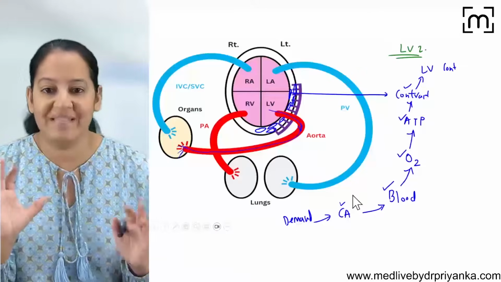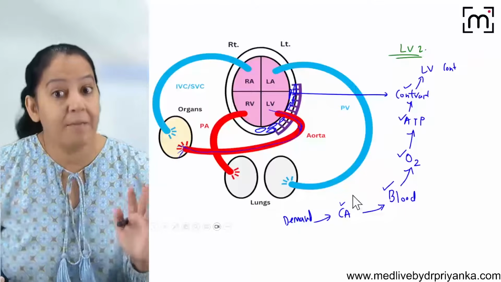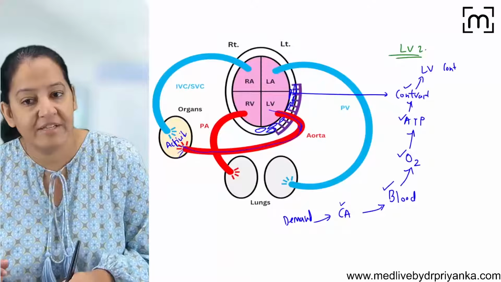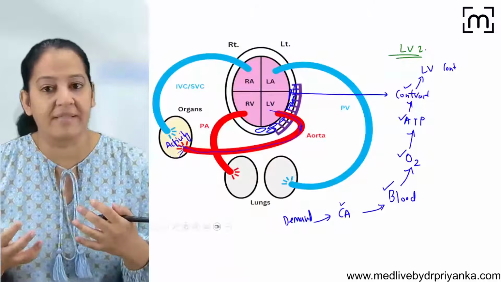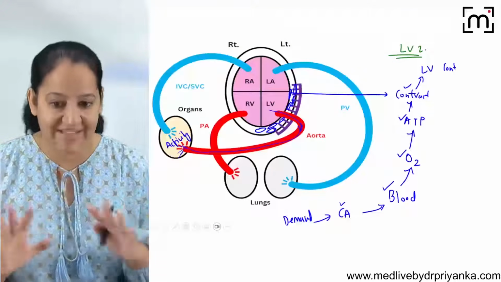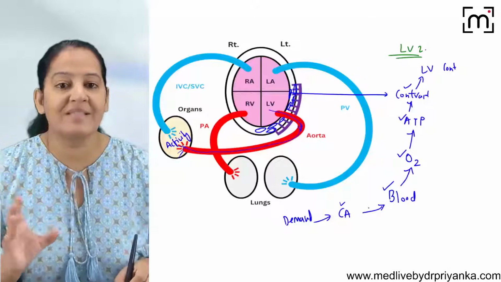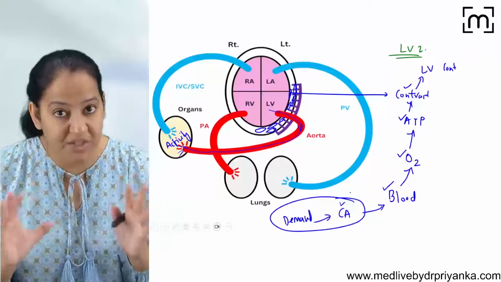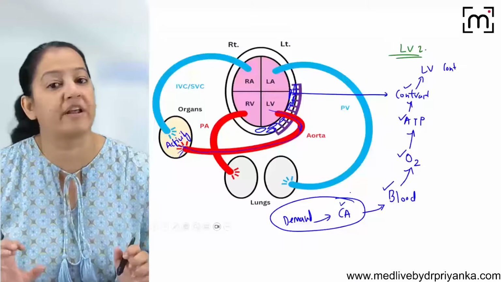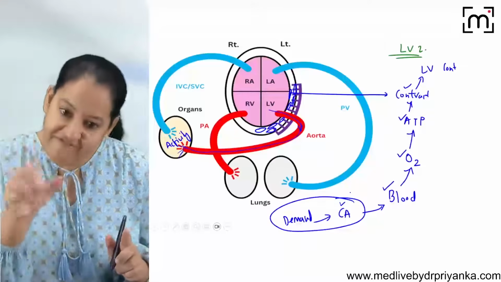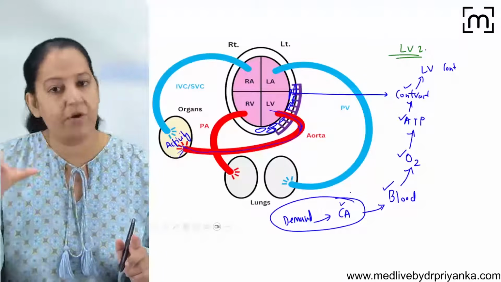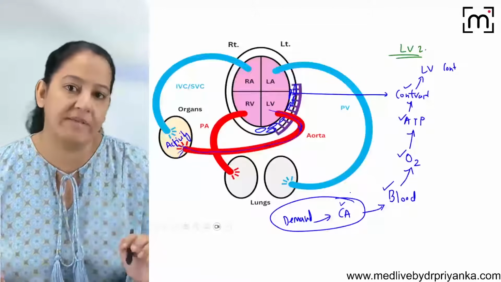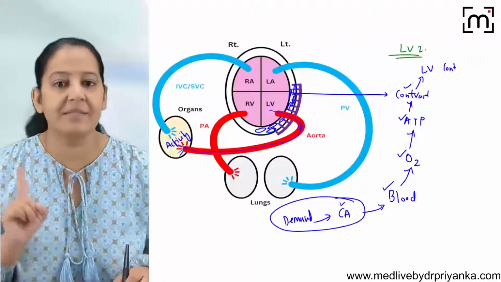So basically what we understood is that demand depends on the activity of the organ. If there is more activity in the organ, more demand is there. If there is less activity, less demand is there. I will explain. So this is known as demand. The heart is demanding that amount of oxygenated blood via the coronary, so that the myocardial cells can contract, the left ventricle can contract, and the heart can fulfill the requirement of the organs, the activity of the organs. So this is known as demand.